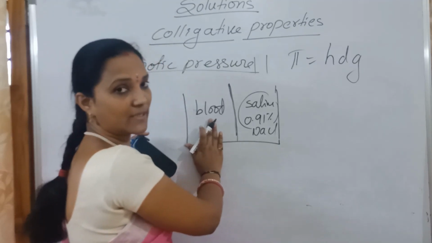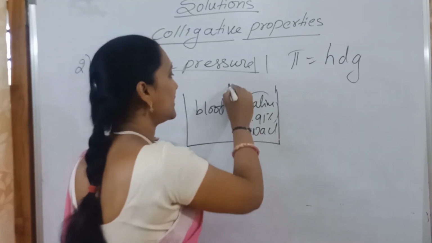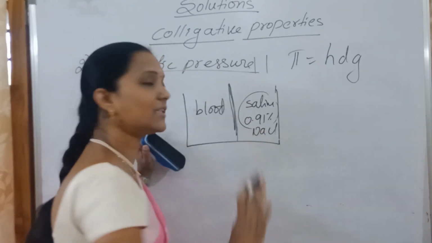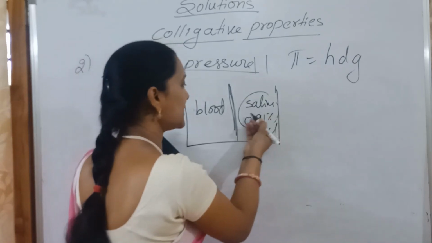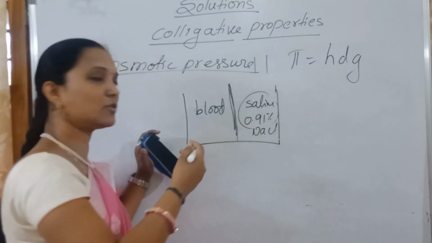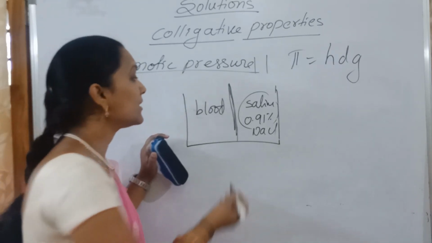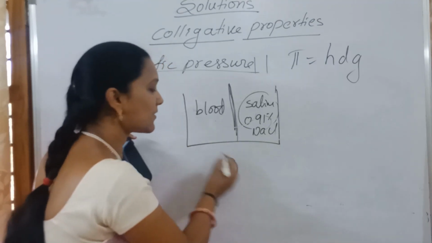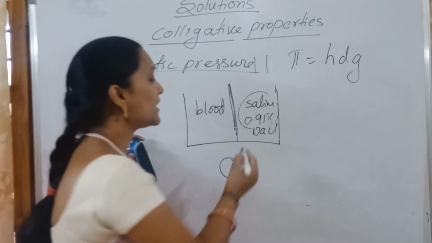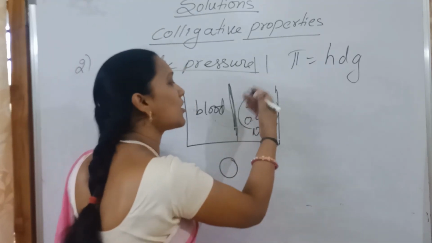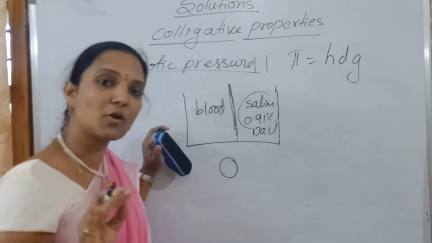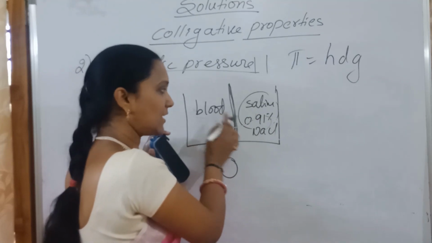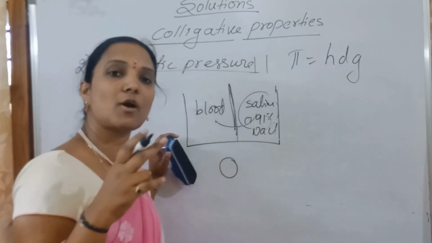On one side of the beaker we are taking blood, on the other side we are taking saline. Both are separated by a semi-permeable membrane. Now this is isotonic with blood. If it is injected and the saline NaCl solution is dilute, flow of solvent takes place from here to here. Blood cells swell, and rupture of blood cells takes place. If the saline concentration is less than blood, it is dilute and the blood is concentrated. Flow of solvent only takes place from dilute to concentrated.